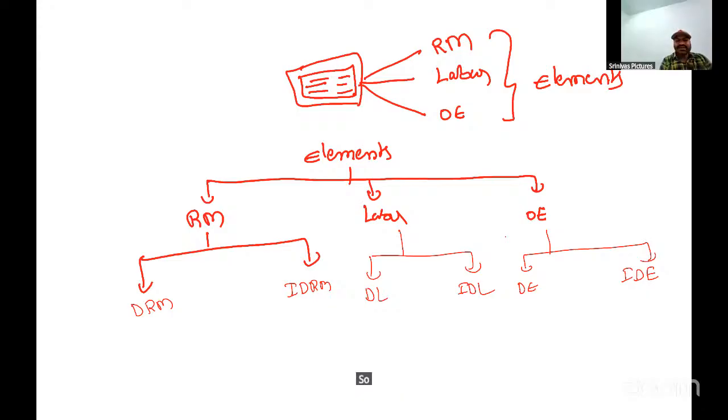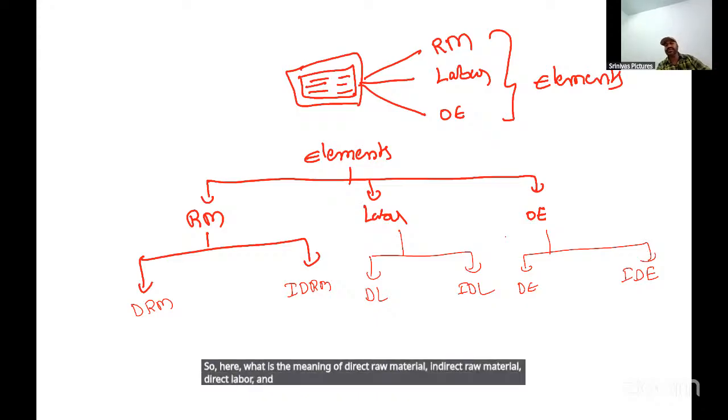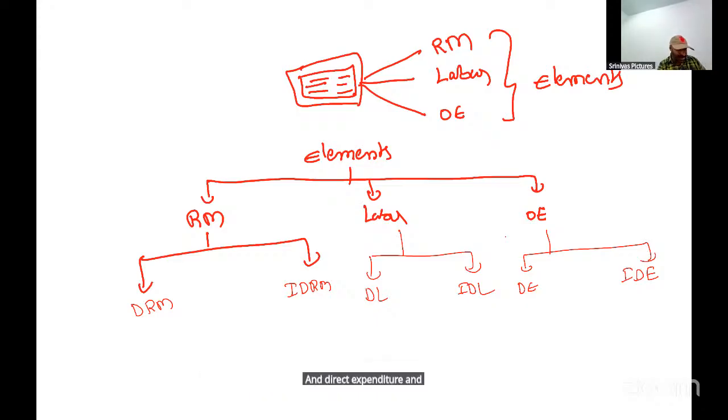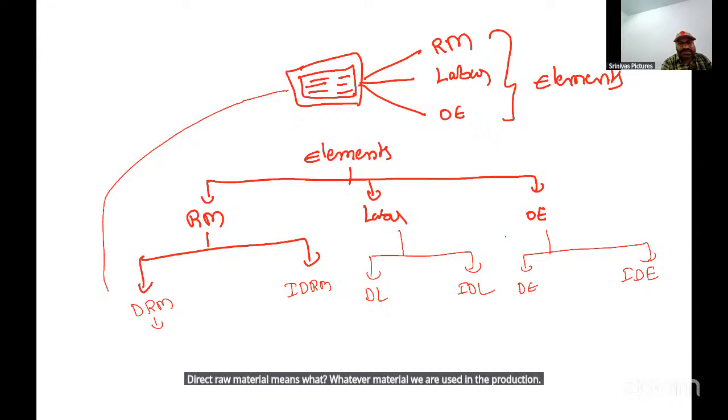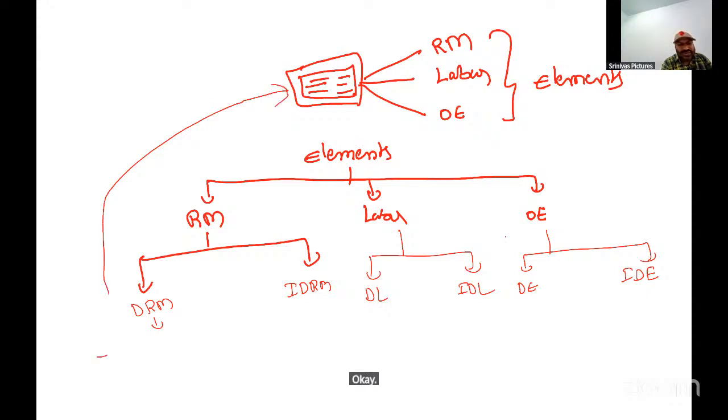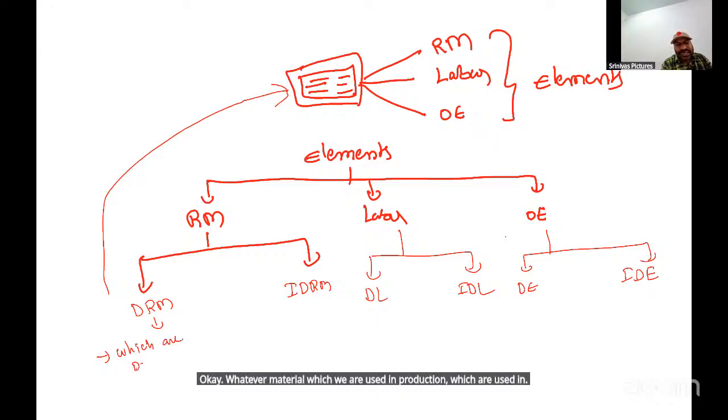So what is the meaning of direct raw material, indirect raw material, direct labor, indirect labor, direct expenditure and indirect expenditure? Do you know anyone? Simple. Just remember one thing. I will tell you. Direct raw material means whatever material we use directly in production. That is called direct material. Is it clear?